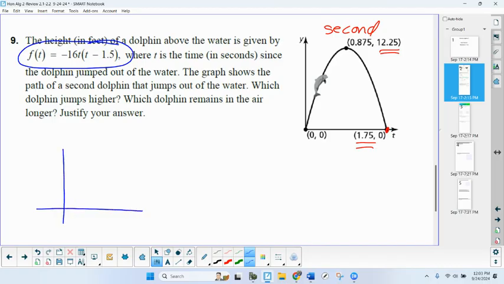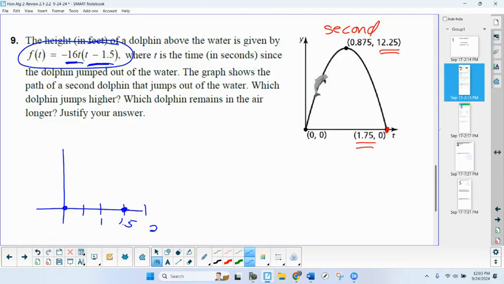What's the x-intercepts? What's this x-intercept? 0. What's this x-intercept? Okay, 1.5. So if this is 1 and this is 2, it's at 1.5. So which one was in the air longer? Second one, because this one's 1.5, that one's 1.75.